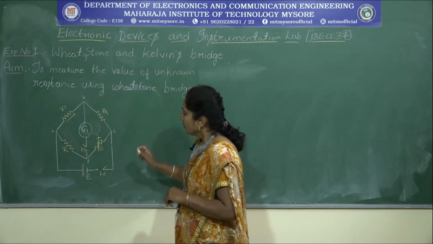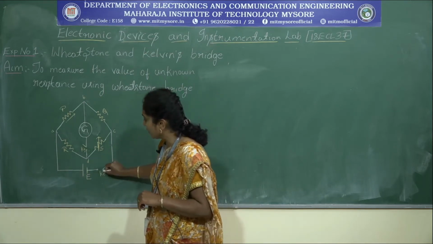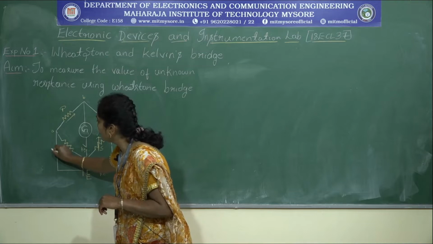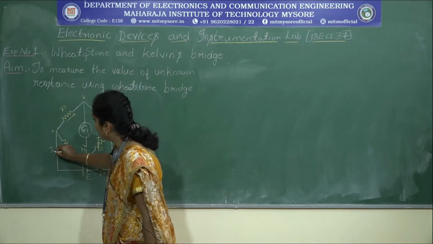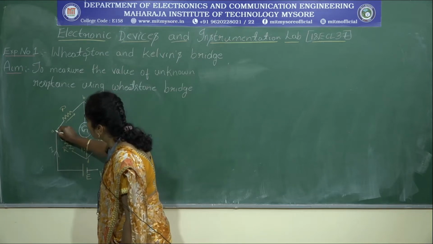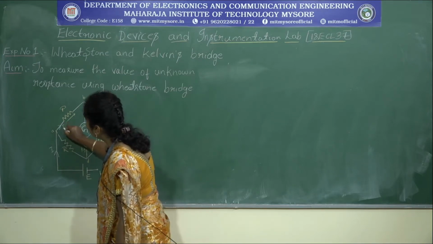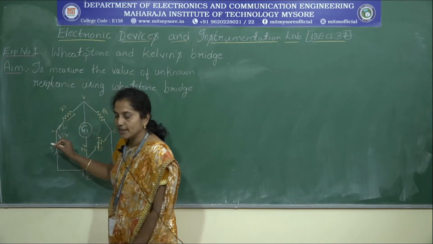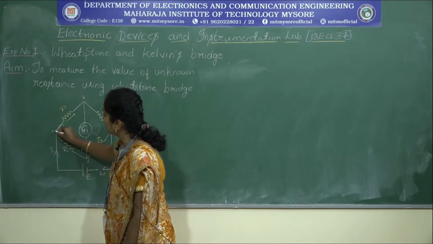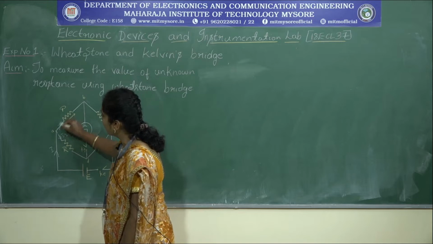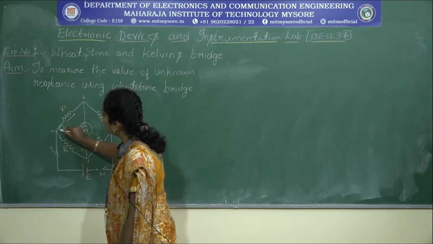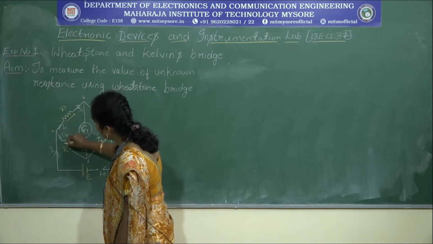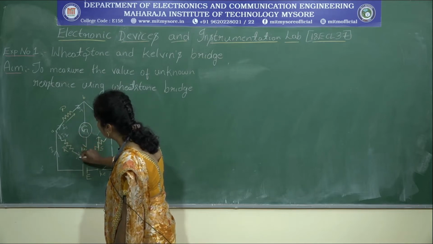Now, first let us see when this key is closed, meaning it is a closed circuit, the current flows in this direction, so I. The current I goes to this node and divides into I1 and I2 in opposite directions, as per the KCL law, at this junction. After the node, the current flowing in this direction is I1, and the current flowing in the other direction is I2.